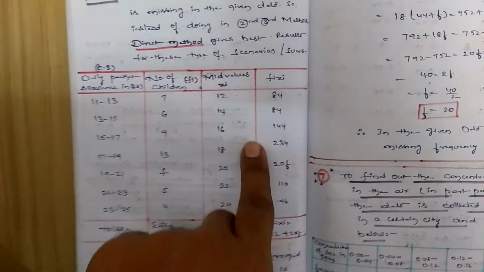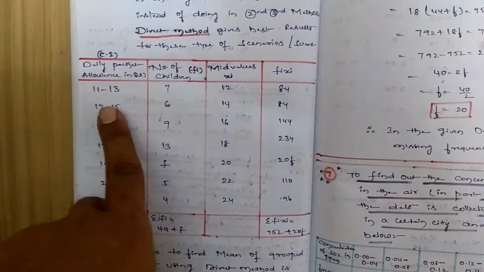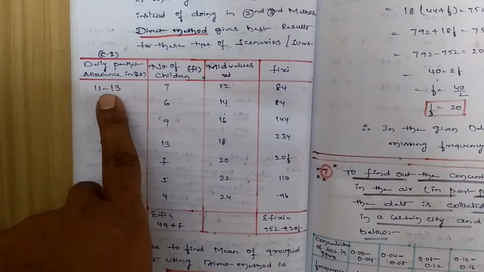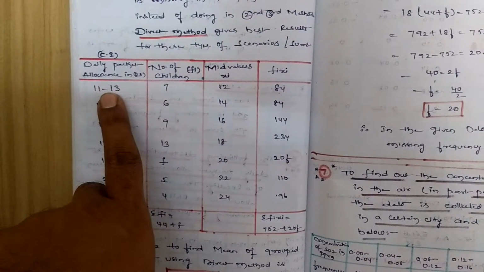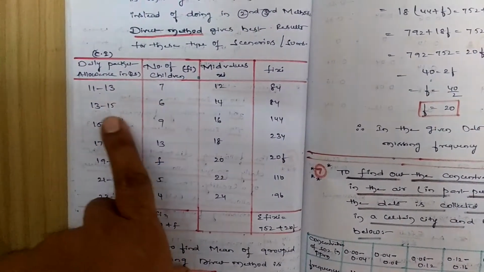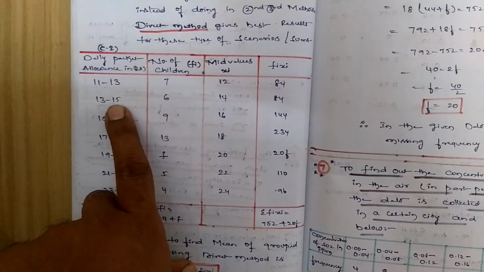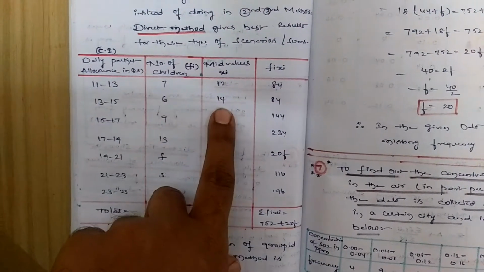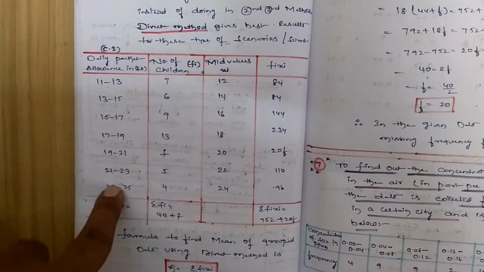Similarly, take the mid values. How can we find the mid values here, students? Lower limit plus upper limit by 2 in the class interval column. In other words, 24 by 2 we get 12. Similarly, 13 is a lower limit and 15 is an upper limit, so 13 plus 15 is 28, by 2 we get 14. Like that, find all the mid values of the given class intervals.